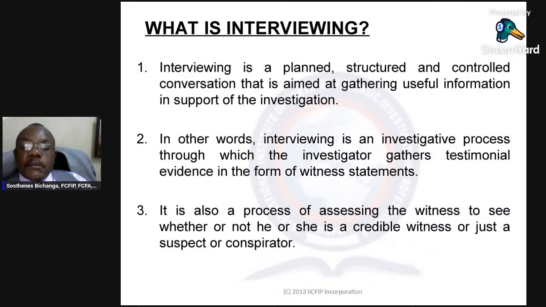Number 3, it is also a process of assessing the witness to see whether or not he or she is a credible witness or just a suspect or a conspirator. That is the definition of interviewing.